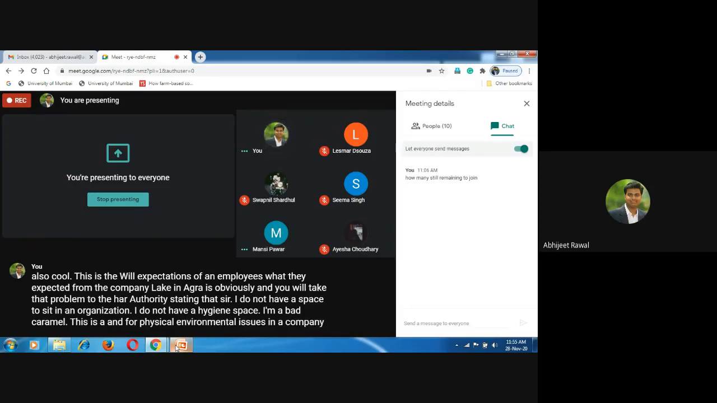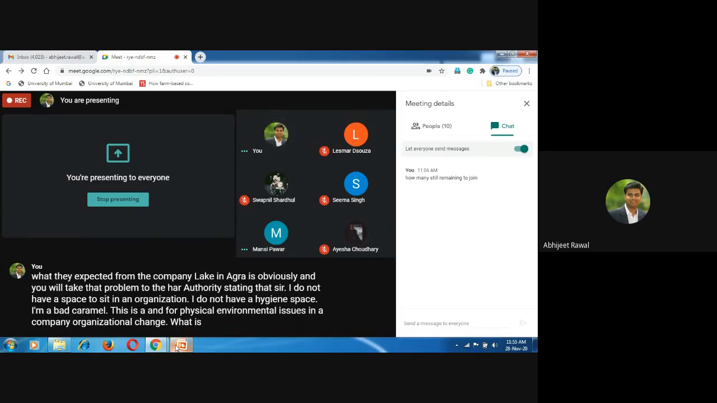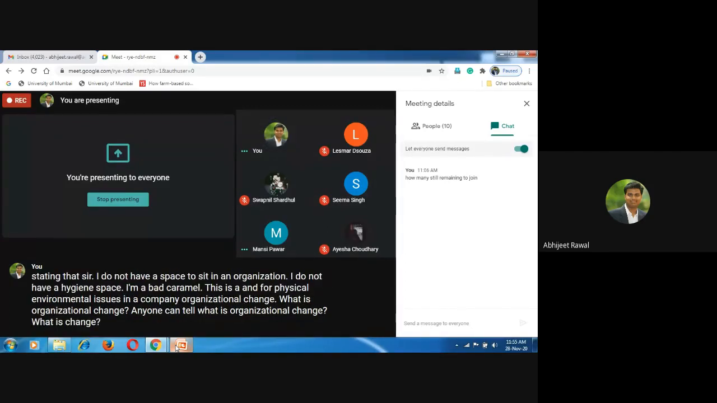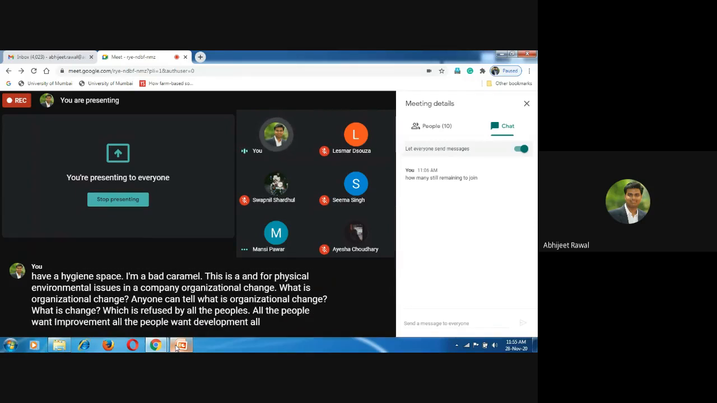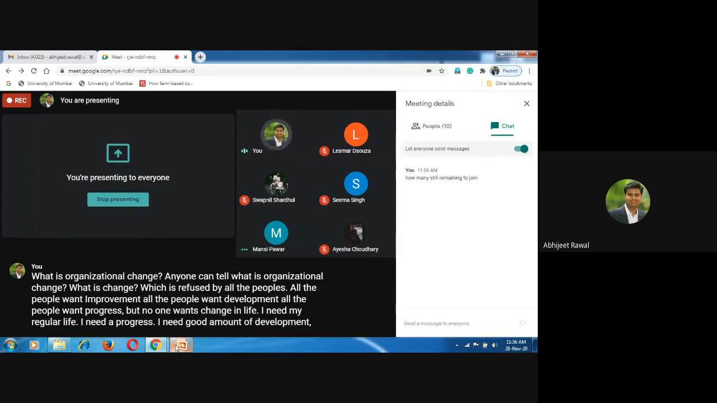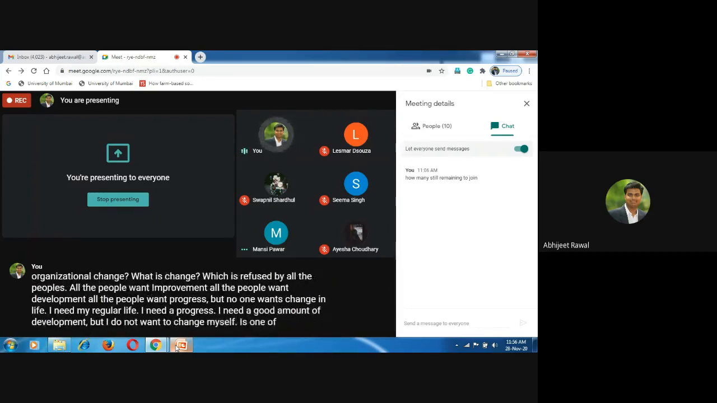Organizational change. What is organizational change? Anyone can tell what is organizational change? What is change? Which is refused by all the people. All the people want improvement. All the people want development. All the people want progress. But no one wants change in life. I need my regular life. I need progress. I need a good amount of development, but I do not want to change myself. This is one of the reasons why grievance happens in a company.